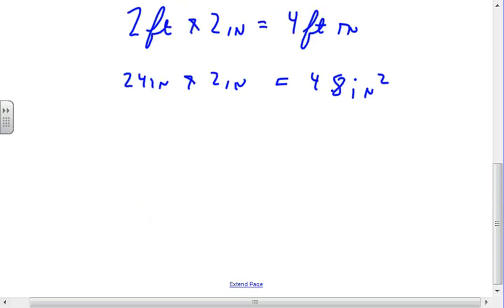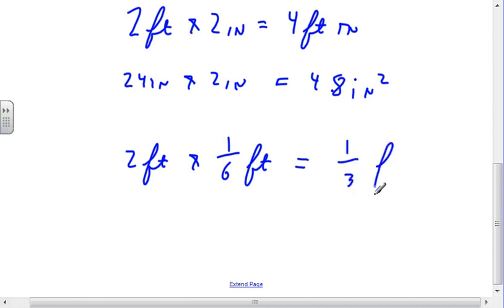Or conversely, I could say 2 feet times 1/6 of a foot. And we're multiplying these, so we have to multiply times 1/6 of a foot, and then I could have 1/3 of a foot squared. I could do that. That would be perfectly okay to do.